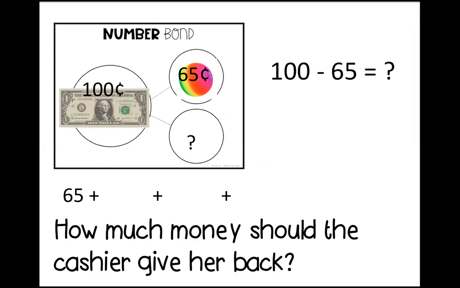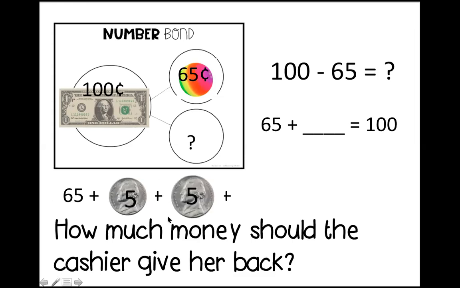We could also write the number sentence as an addition sentence. So, let's see what I mean. We could say 65 plus, we don't know, something equals 100. We don't know what that missing part is. So now let's take a look. We're going to start counting up from 65 until we get to 100. Or you could use a different strategy and subtract. If I add 5 more cents, that would give me 70. Another 5 would give me 75.